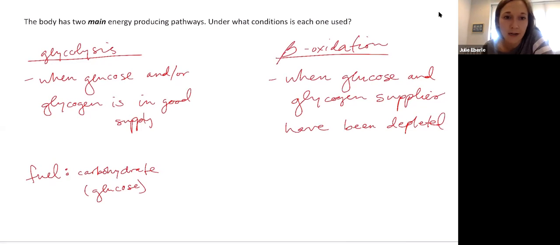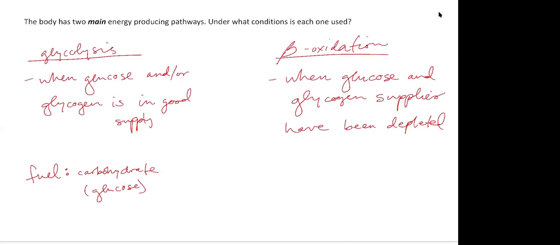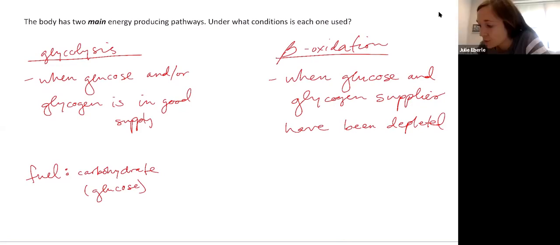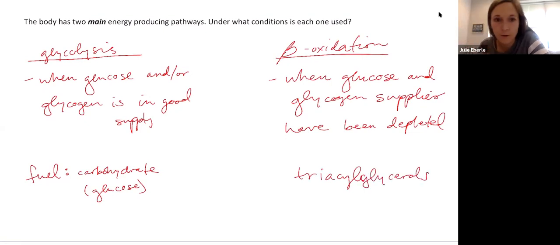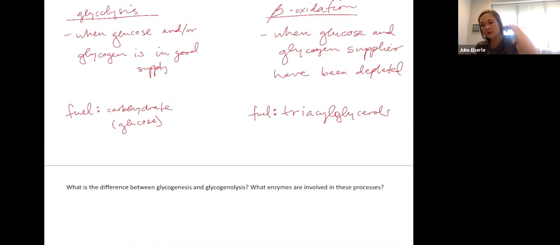What's the main source for beta oxidation? Isn't it fats? Lipids, specifically triacylglycerols. Okay, we rip off the fatty acids and we break down all the fatty acids and get all the ATP from it. Okay. Questions on that?